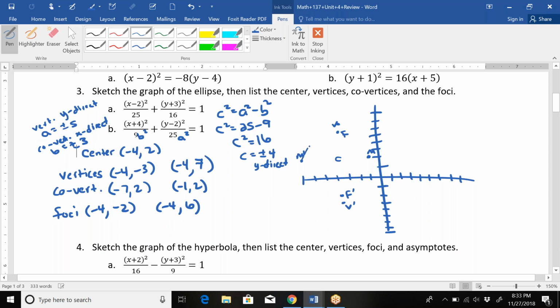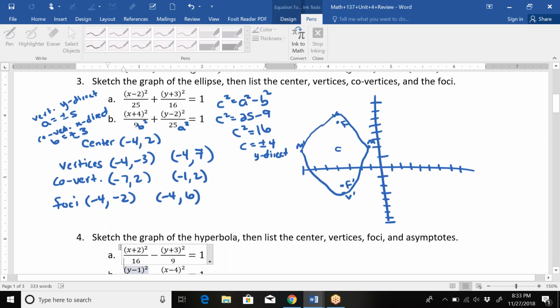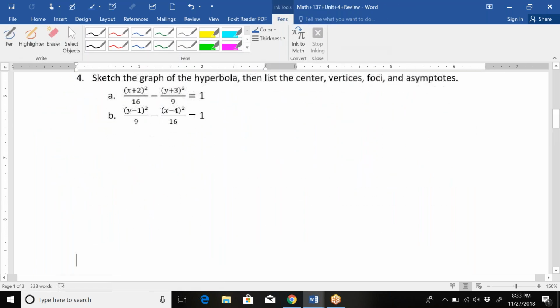Notice that this is a little bit longer in the y direction than it is in the x direction. That is its orientation. And you just connect your M and V's all together. And of course, this would be better if you had gridded paper, but you get the general gist. That is an awful ellipse. Okay, so let's look at the hyperbola one. So we want to find the center, the vertices, the foci, and the asymptote.